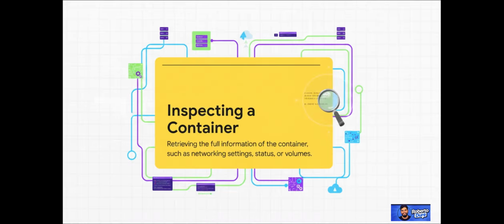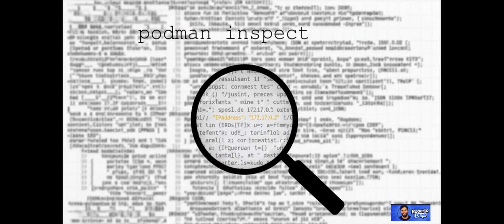Now, sometimes that high-level list just isn't enough. Maybe you need to debug a network problem by checking a container's IP address, or you need to verify an environment variable. For that level of detail, we need to inspect the container. And that means retrieving every single piece of its configuration and current state. Okay, but there's a catch.